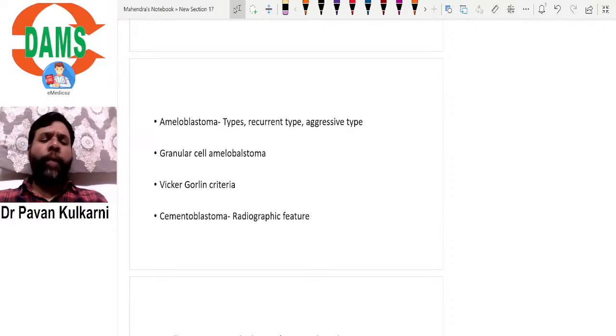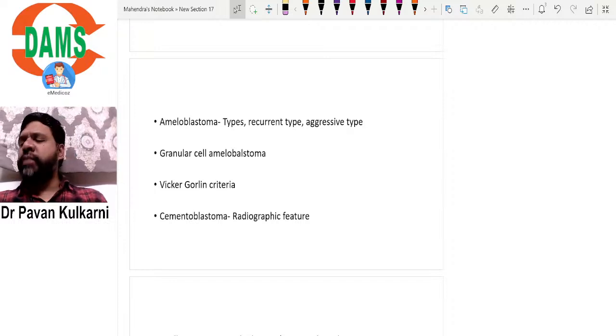Ameloblastoma again is a very favorite topic, where questions frequently come on types of ameloblastoma. We have histological types like follicular type, plexiform type, acanthomatous type, granular type. Here we are supposed to know the important unique features of each type. Follicular type is the most common type and it's the most recurrent type. Granular type is the most aggressive and those granules are actually made up of lysosomes.